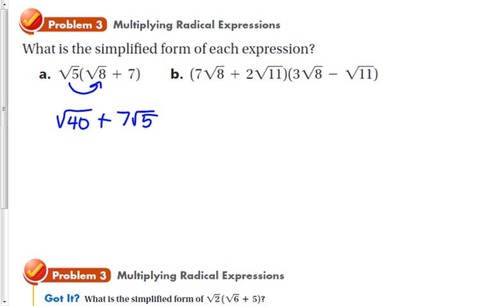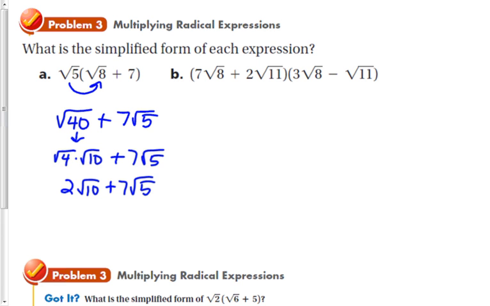Then I'm going to simplify the square root of 40. The perfect square factor there is 4, so it's the square root of 4 times the square root of 10. And square root of 4 is 2, so I get 2 times the square root of 10 plus 7 times the square root of 5. Those are not like radical expressions, so that's as simplified as I can get.